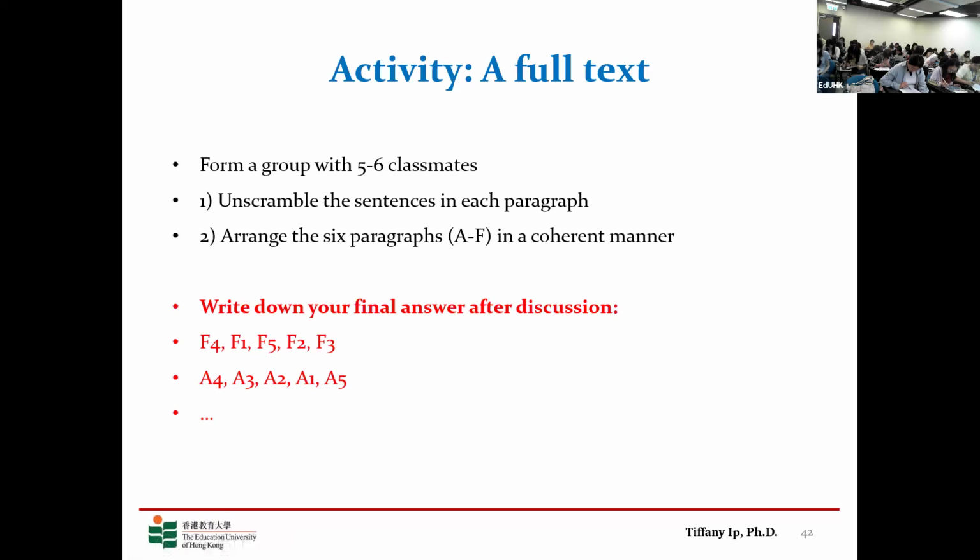Sorry to interrupt a second. This is the way you present your answer to me. Of course, after your discussion, you would decide which letter first, right? And then within the letter, within A, B, C, D, E, F, how the sentences are arranged.